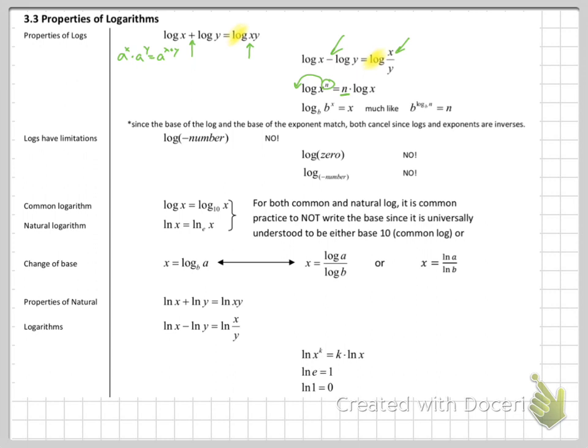So again, things you can't do. You can't take log of a negative number. You can't take log of 0. You can't have a base of a negative number. And then this was all on the last one. If there's no subscript with the word log, it's base 10. Natural log is a base e.